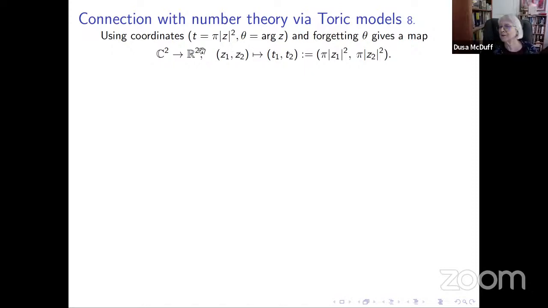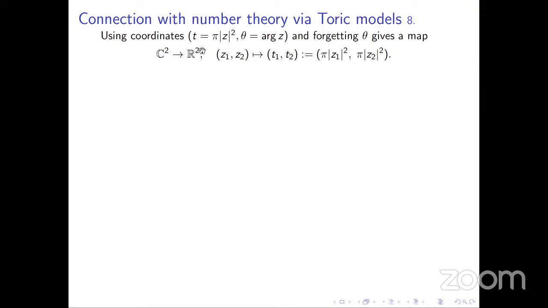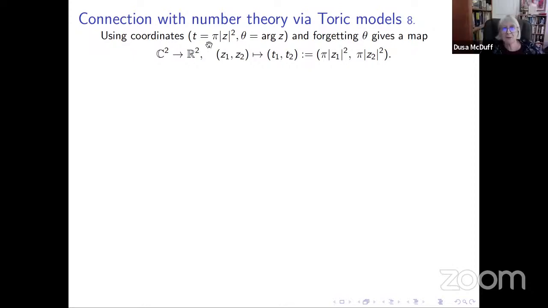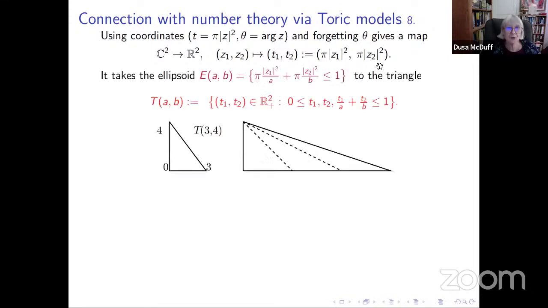Anyway, there's a connection with number theory here, as you can see, because we've got the Fibonacci numbers. So where do they come from? They come from using toric geometry. And I notice some of you are toric geometers, so you'll like this bit. So we look at the moment map from complex coordinates Z1, Z2 to T1 and T2, which are pi times the absolute value of Z1 squared and the absolute value of Z2 squared.